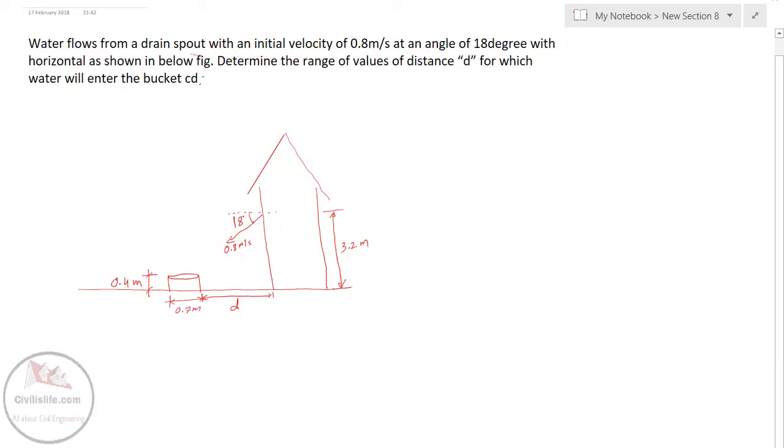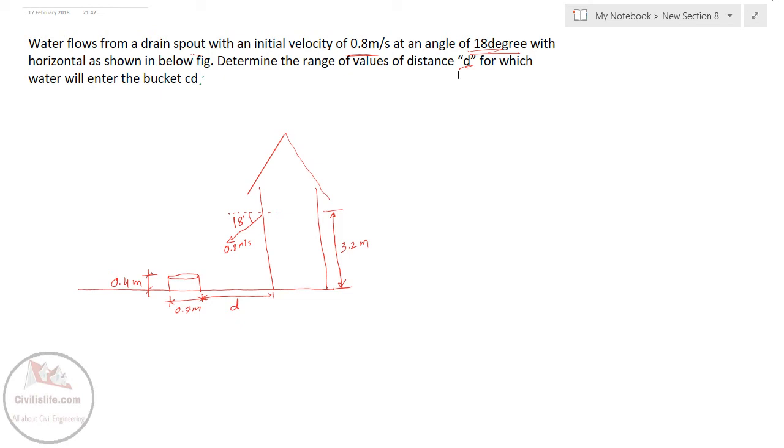So let's solve another kind of problem based on projectile motion. The question is, water flows from a drain spout with an initial velocity of 0.8 meter per second at an angle of 18 degrees with the horizontal, as shown in the below figure. So the figure is given here. Determine the range of values of distance d for which water will enter the bucket CD. So this is the given figure.